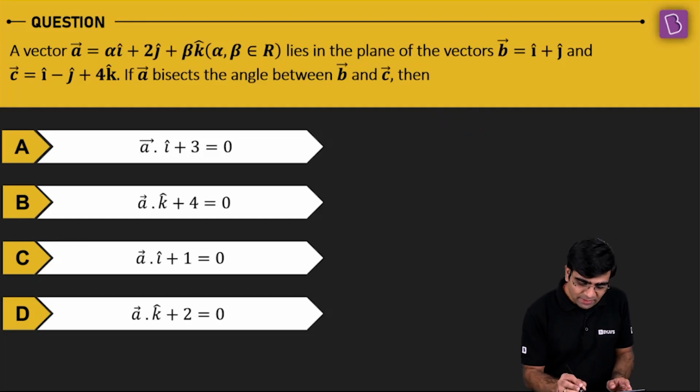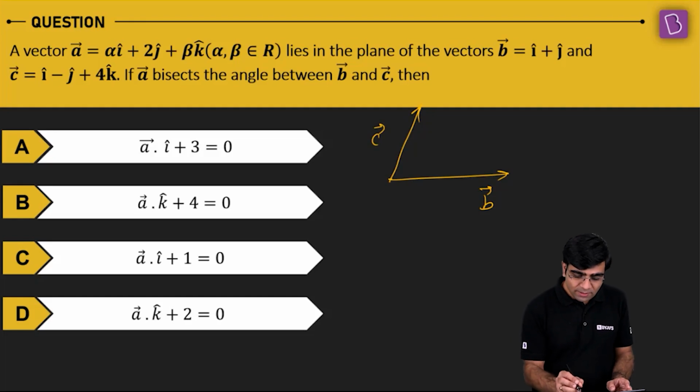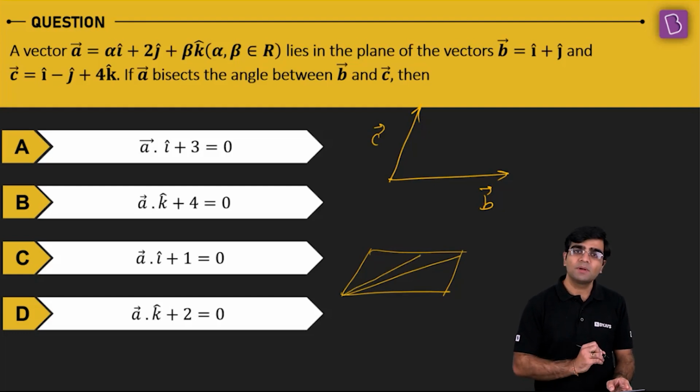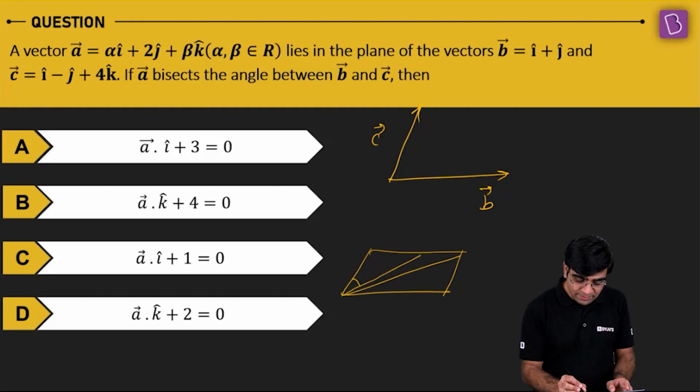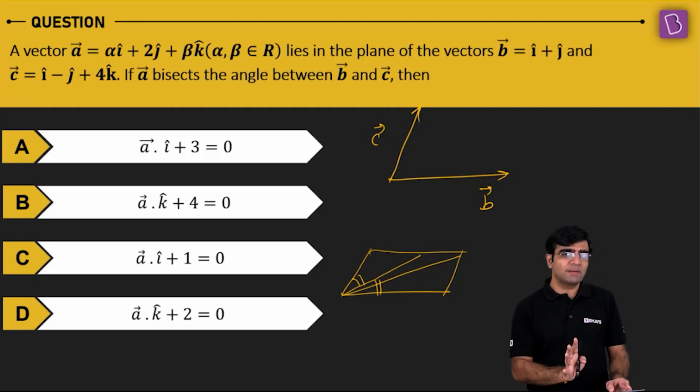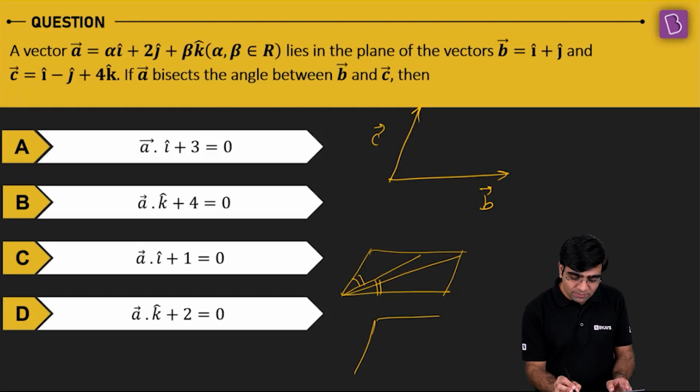What is the concept? Let's say I have a vector b like this, and a vector c like this. If I complete a parallelogram, the diagonal is not the angle bisector. The angle bisector will be somewhere here, right? So for a parallelogram, the diagonal is not the angle bisector. But I know that for any rhombus, the diagonal is the angle bisector.